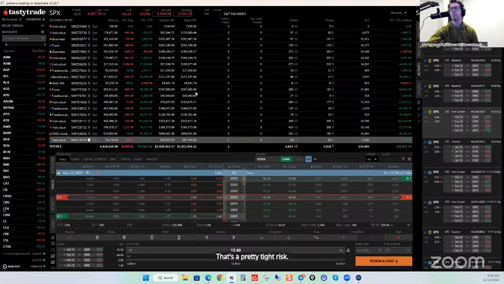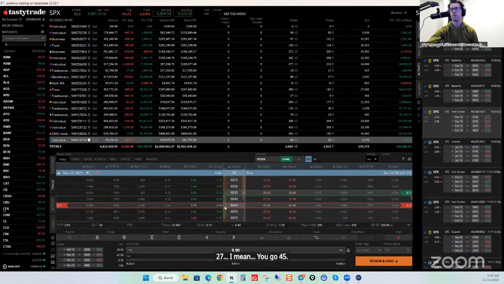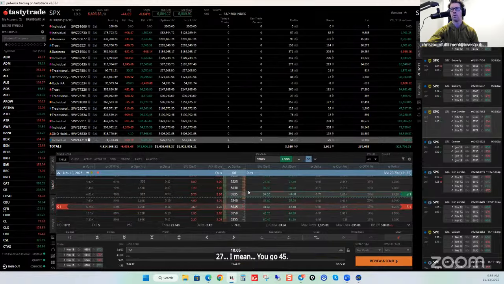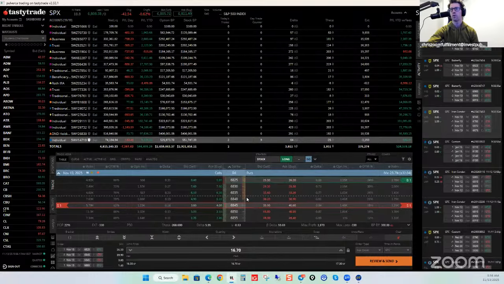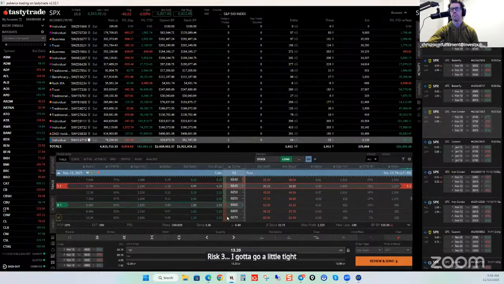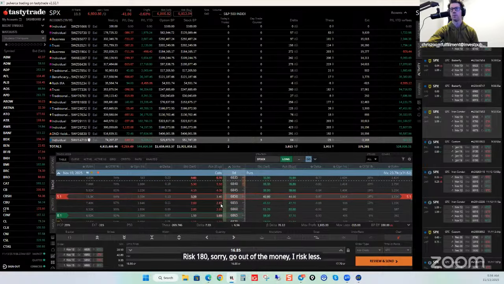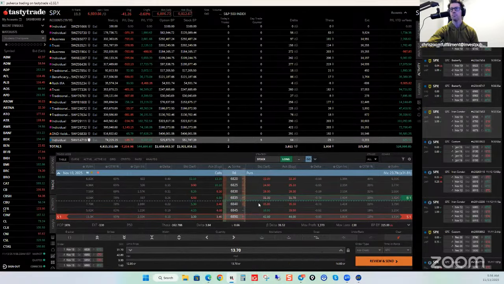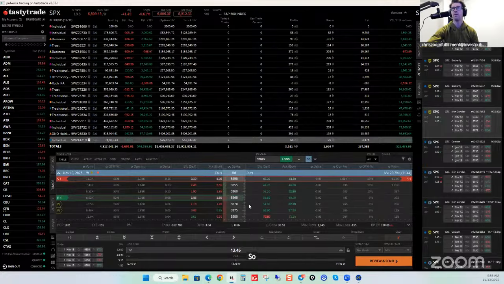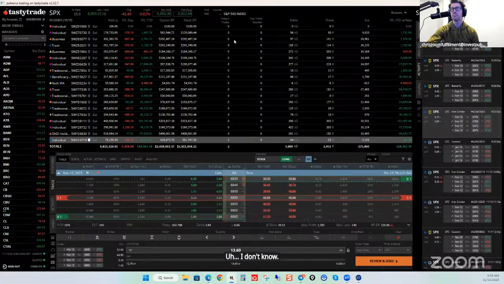You go 45. I risk 3. I've got to go a little tighter. Risk 180. So I'll go out of the money, I risk less. So that's 15 wide with a 6,850. I don't know. That's a maybe.